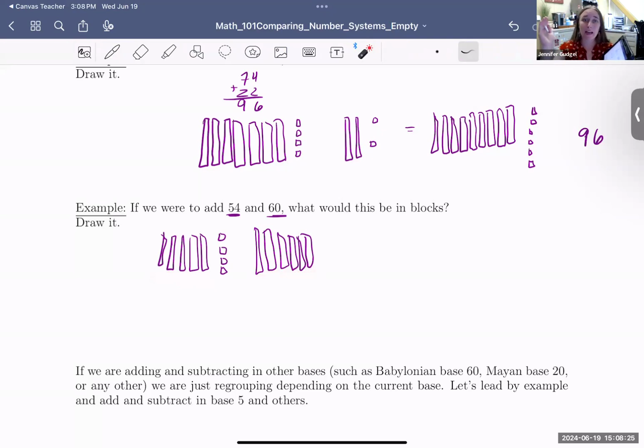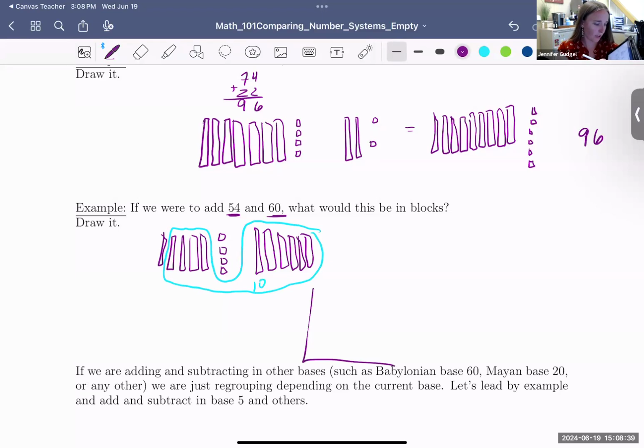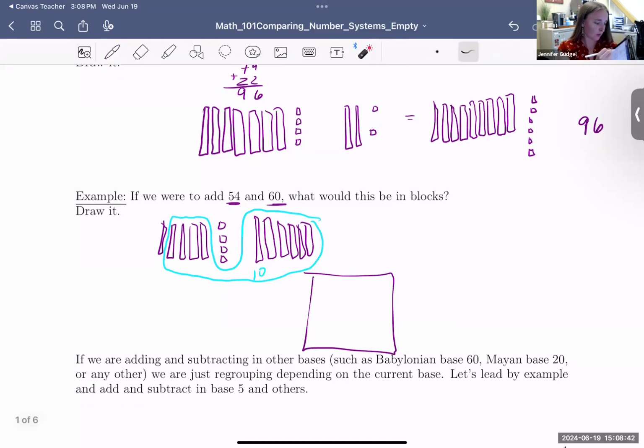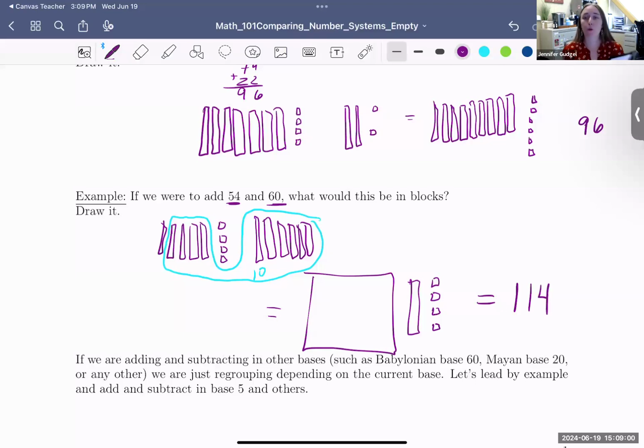All right, once we get to 10, we regroup, meaning that, let's say, these 6, 7, 8, 9, 10. There are 10 rods here, which will turn into 1 flat. There's 1 rod left over. And then there's 4 units. So grouping these together, we needed to regroup. There were too many rods for base 10. So this is 1 flat, 1 rod, and 4 units.